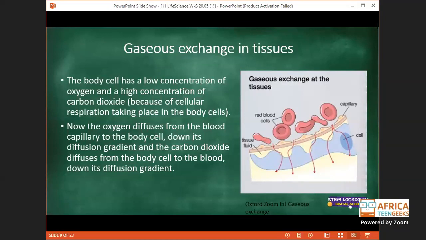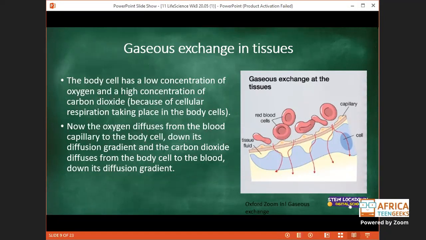Cool. So now the body cell has a low concentration of oxygen and a high concentration of carbon dioxide. And again, this is because cellular respiration took place in the body cells, and hence the variations of concentration of these particular gases, okay? So remember, guys, the products of cellular respiration are water, right? It is carbon dioxide and also energy.